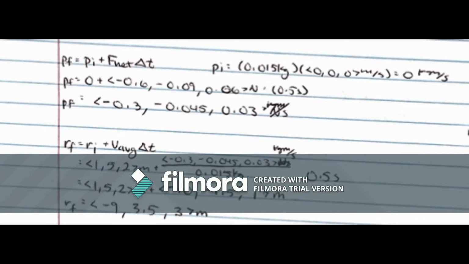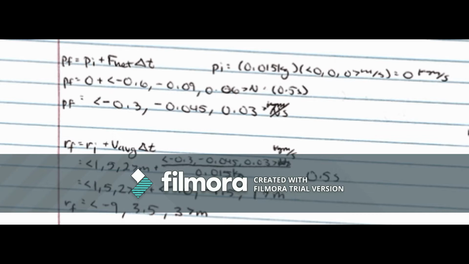Now that we've calculated the force, we can update the momentum using the momentum update equation, which is: the final momentum is equal to the initial momentum plus the net force times the change in time. The time step is going to be 0.5 seconds. Our initial momentum is going to be 0 because our velocity is 0, and momentum is equal to mass times velocity. So our final momentum is going to be equal to 0 plus the force that we calculated from the electric field and the charge, times the time step of 0.5 seconds, which is going to give us a final momentum of <-0.3, -0.045, -0.03> kilogram meters per second.